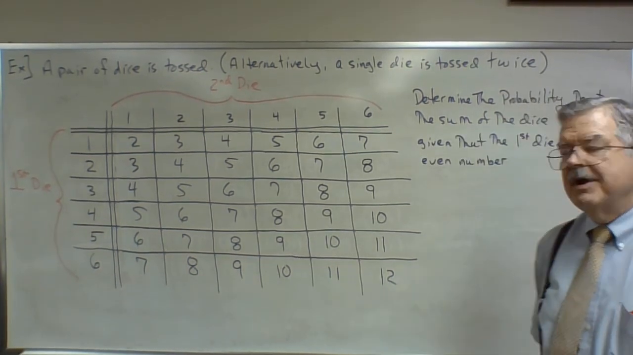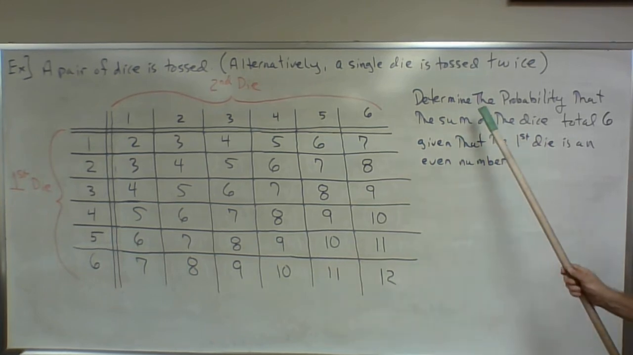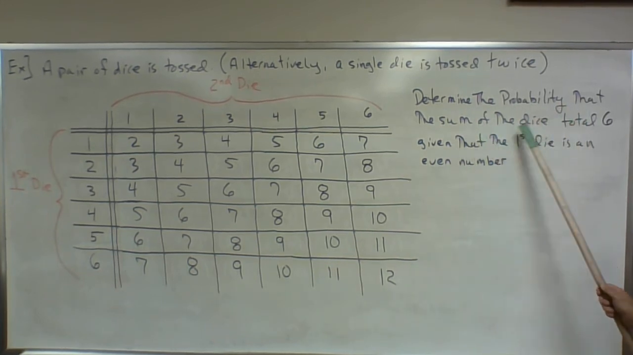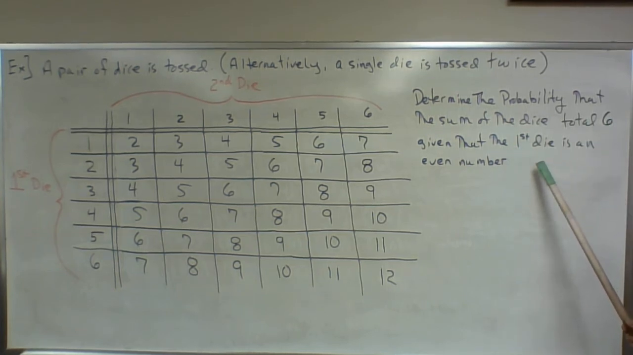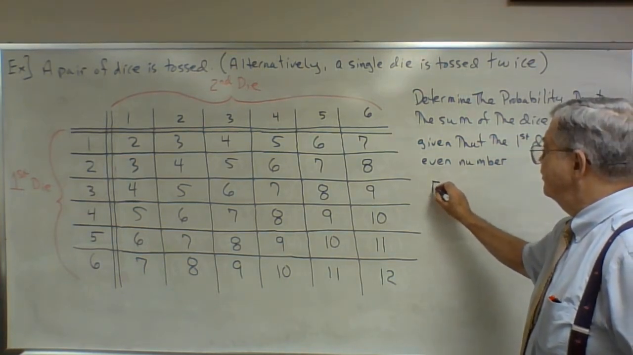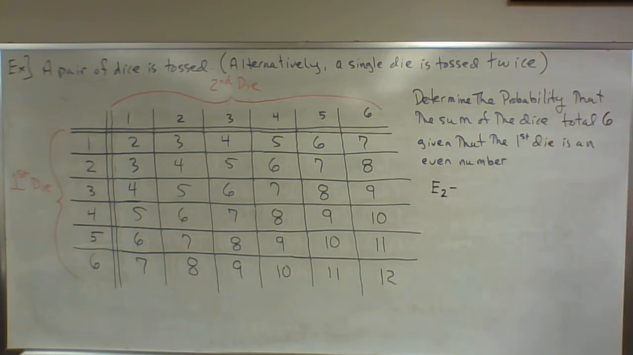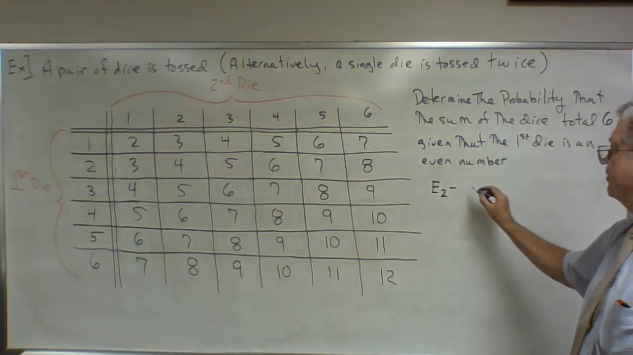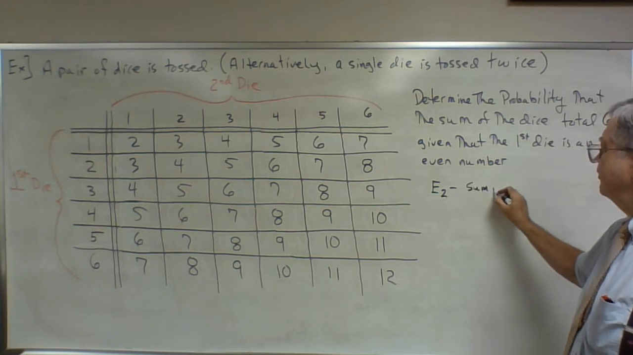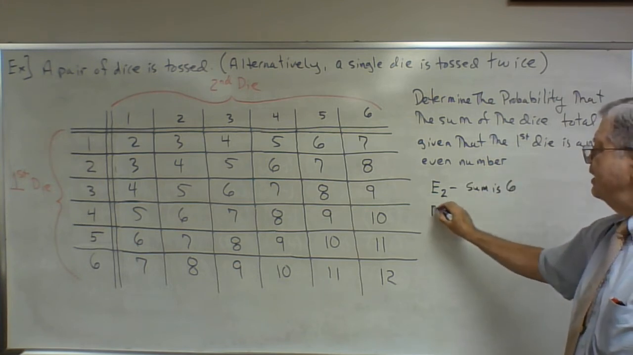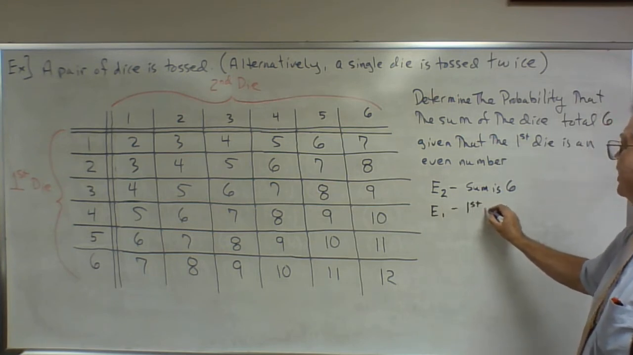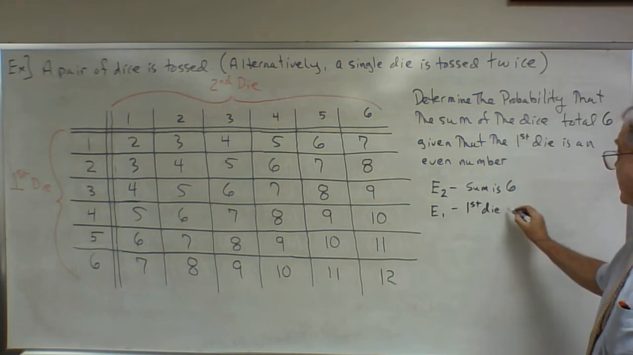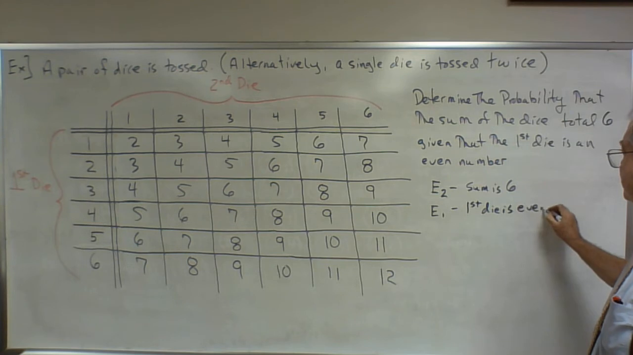Okay, this is a little bit more complicated. Determine the probability that the sum of the dice totals 6, given that the first die is an even number. So we'll let E2 be the event that the sum is a 6. And E1, the first die is an even number.